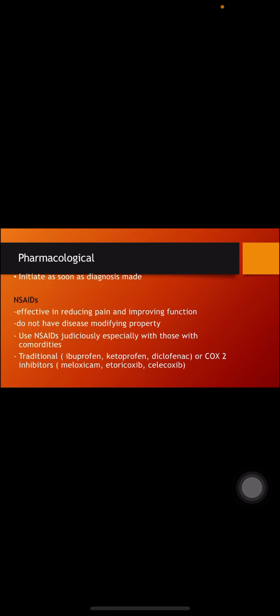So examples are the traditional NSAIDs and the COX inhibitors, like what we usually know, like ibuprofen, diclofenac, meloxicam, Celebrex, Arcoxia.